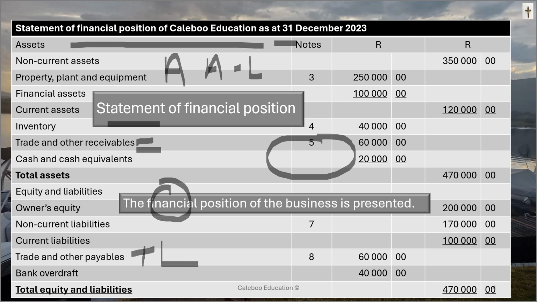So all these accounts, statement of financial position accounts, remember this document, statement of financial position, was known as a balance sheet.